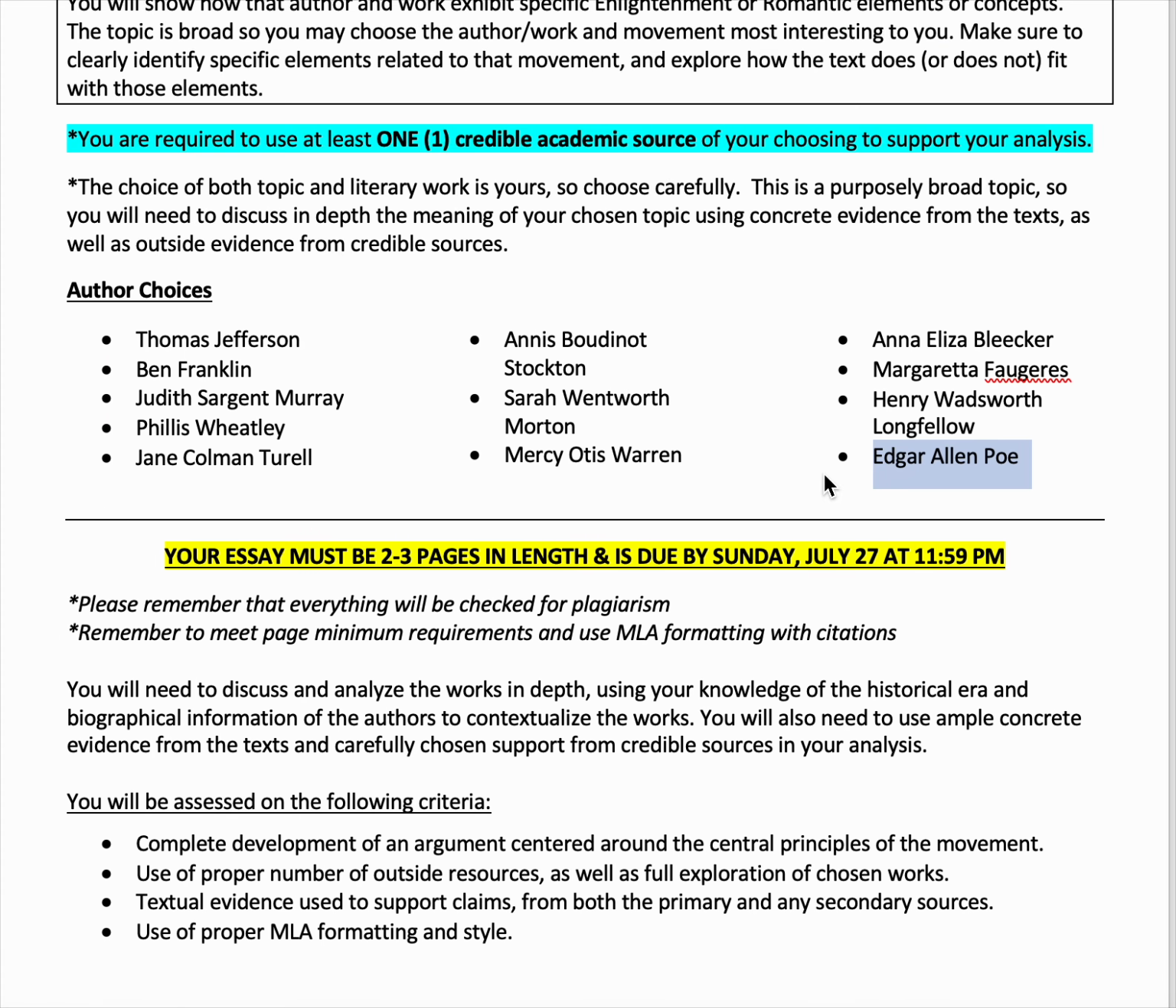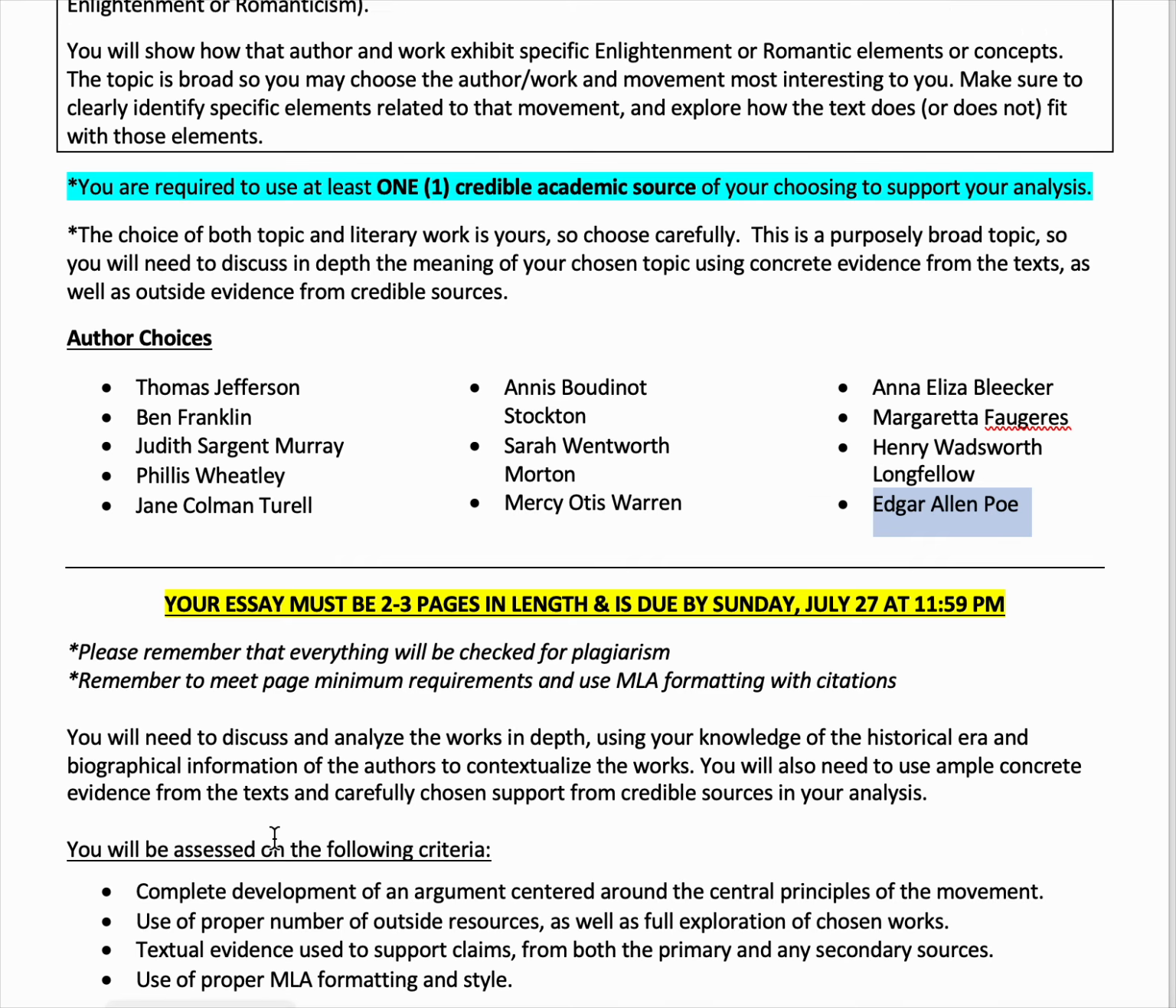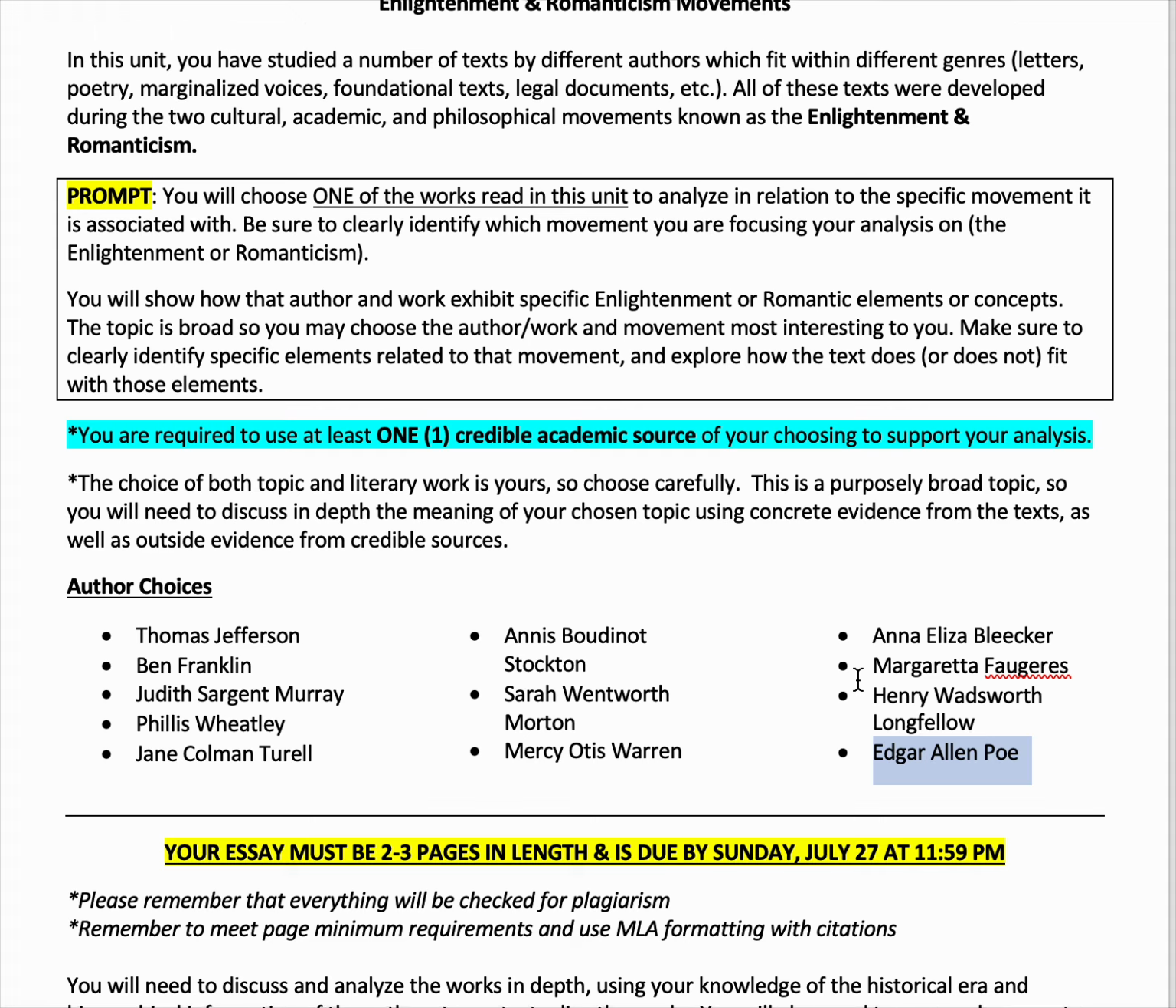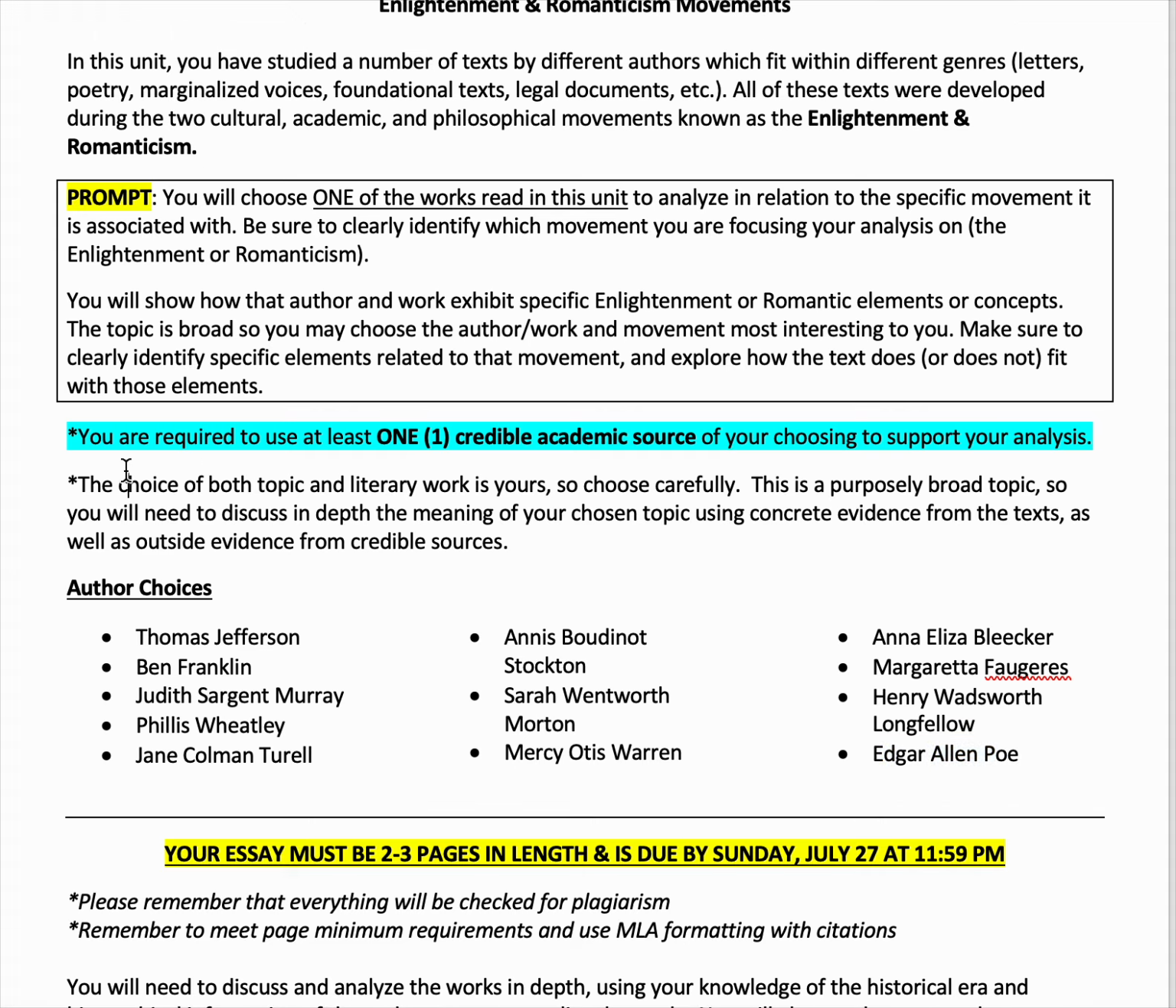Your essay needs to be 2 to 3 pages in length and is due by Sunday, July 27th at 11:59 p.m. That means to the bottom of the second page at minimum, or we'll take off points. You can always write more, you just can't write less.